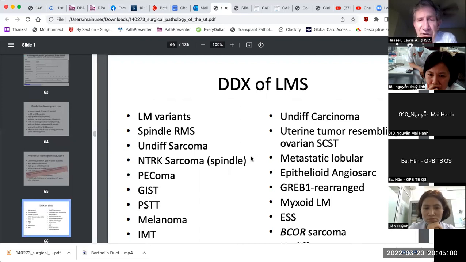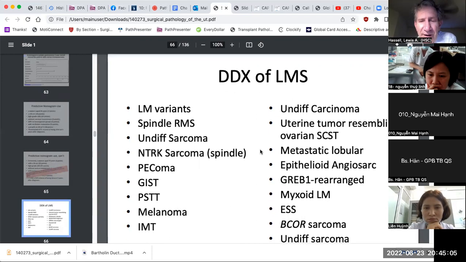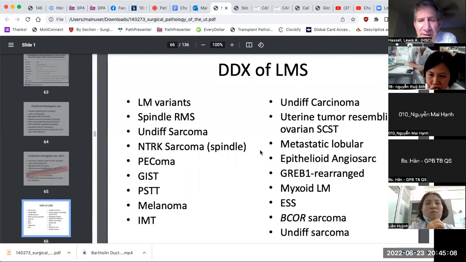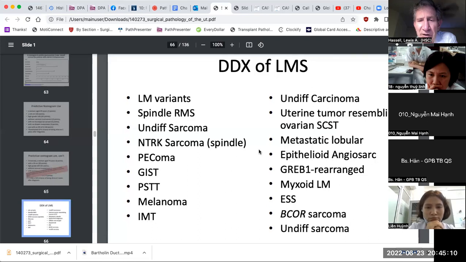Well, this is the differential diagnosis for leiomyosarcoma. It's a long one. So I don't expect that you'll encounter all of these, but you can see that, starting with the common variant leiomyomas on down to undifferentiated sarcomas and so forth, and various mutation-related ones like the BCOR sarcomas, the GREB1 rearranged sarcomas, and so forth. This is a very broad differential.